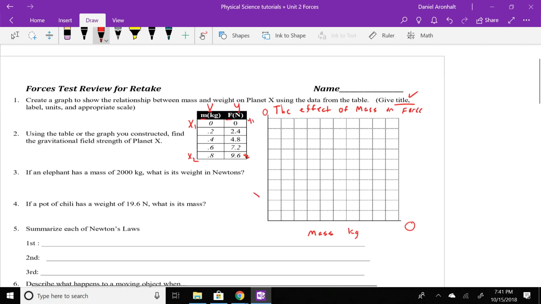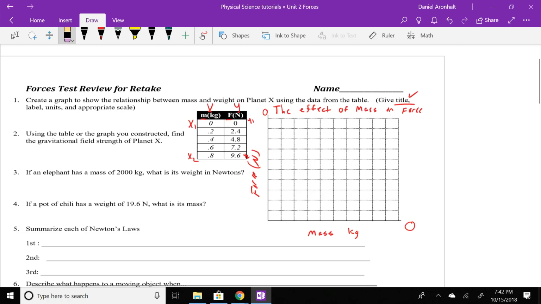So it's going to be force in newtons. Okay, now let's do the appropriate scale. Again, freshmen, how do I always figure out the scales? Do I go by ones, 2, 3, 4, or do I go by 0.5, 0.2, what do I go by? And as I tell my kids, it's always the same 3 steps.